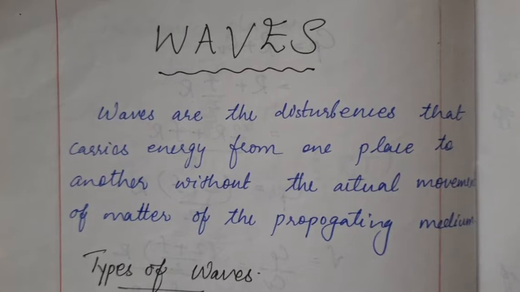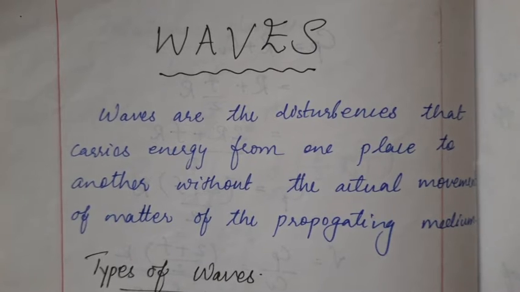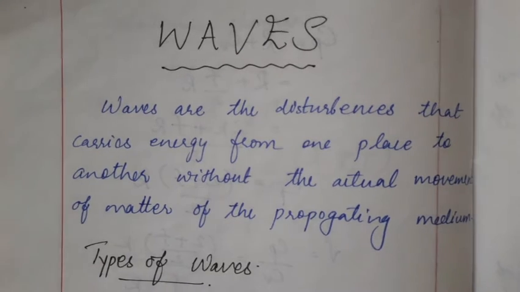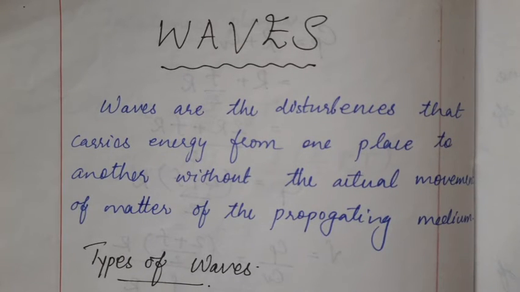Today we are going to discuss the chapter waves. The chapter begins with the idea of what is a wave. A wave is a disturbance that carries energy from one place to another without actual movement of matter.